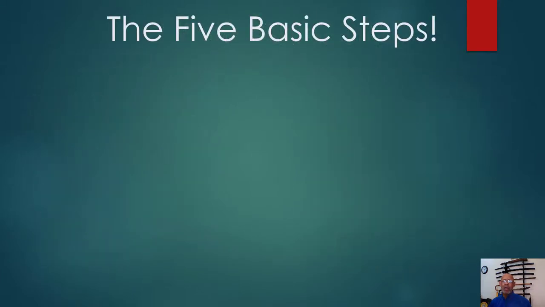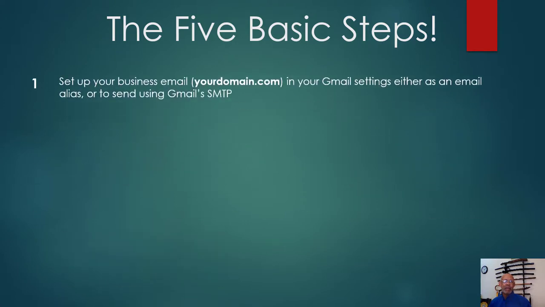Okay, so what are the steps then? There are five basic steps to make this happen. Number one, you go to your Gmail account and you set up your business email in your Gmail. The simple way to do that is you just go into your Gmail settings and set it up as an email alias, or you can actually set it up to send from your domain, your business email, using Gmail's SMTP. Now, if you don't know what that means, I can help you with that a little bit later, okay?